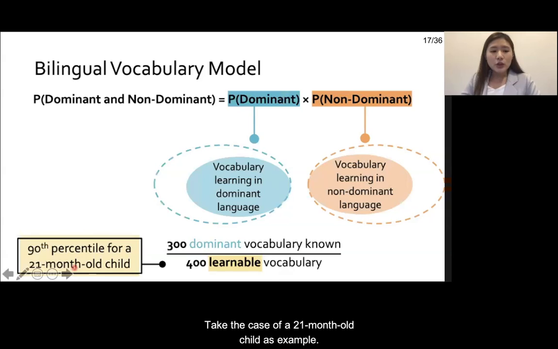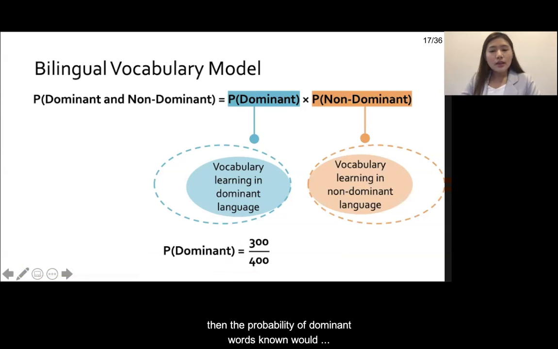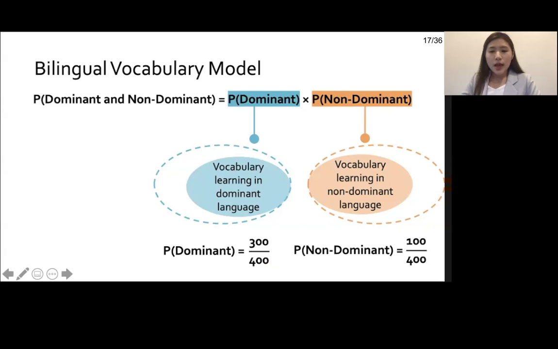Take the case of a 21-month-old child as an example. According to the 90th percentile on the CDI, the number of learnable vocabulary would be roughly 400 words. And if this child knows 300 dominant words, then the probability of dominant words known would be 300 over 400. Similarly, if this child knows 100 non-dominant words, then the probability of non-dominant words known would be 100 over 400.